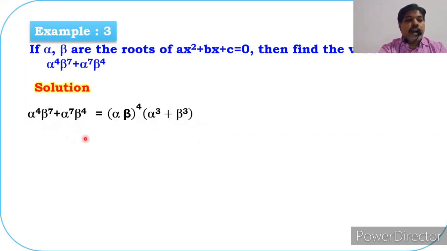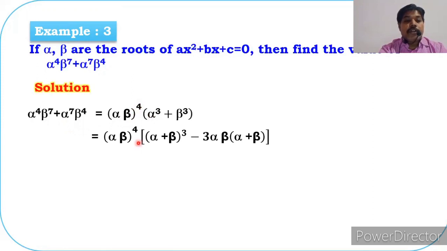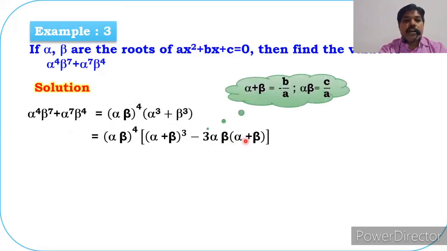Here, in the remaining term, the remaining value is beta cube, and in alpha power 7 into beta power 4, you have taken beta power 4 out, and alpha power 4 is common, so the remaining value is alpha cube. So already you know the value, alpha beta whole power 4 into, once again we are going to use the a cube plus b cube formula, which is a plus b whole cube minus 3ab into a plus b. Once again we are using the formula: alpha plus beta value is minus b by a, and alpha into beta value is c by a.